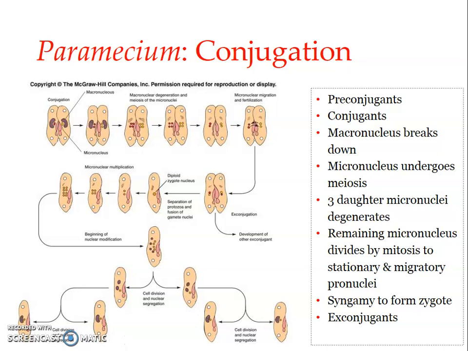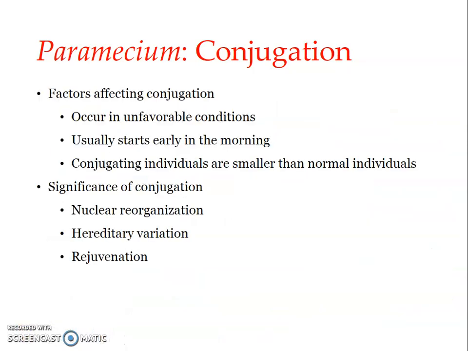Is it clear? Okay. Now we can see what are the factors affecting or conditions required for the process of conjugation, and also what is the significance of conjugation process. Now usually it is seen that conjugation is a process which occurs under unfavorable living conditions. Starvation or shortage of food, and particularly the bacterial diet or certain chemicals are found to induce the process of conjugation in some species of Paramecium.